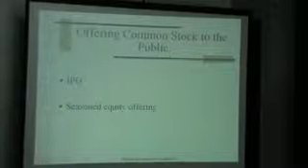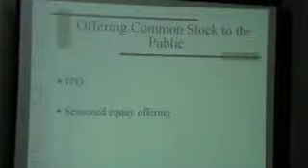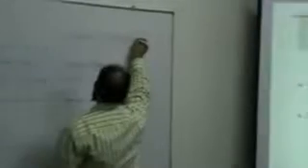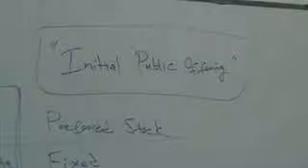Okay, one term which you might have heard is IPO. Anyone any idea what IPO stands for? IPO is basically initial public offering. IPO is used once the company is issuing shares for the first time to the public. The term IPO is used.